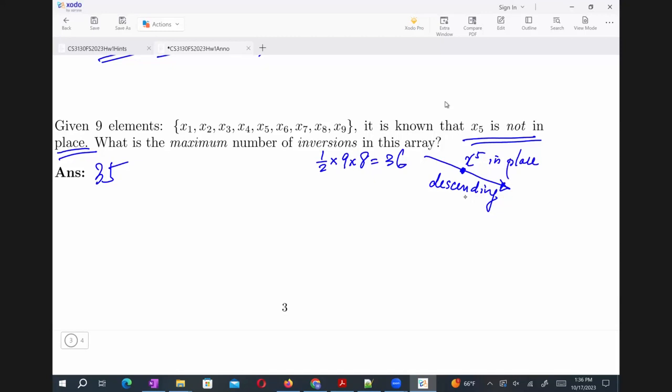X5 in place. So you have to change it. Okay? You have to change it in place. How to change it to move it out of place? Switch with one of its adjacent elements. Okay? You can swap.